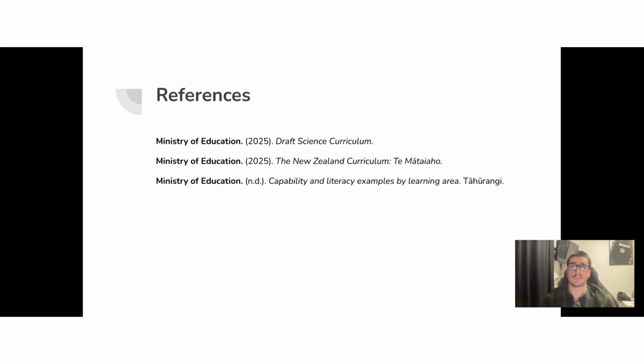The three main resources I've used to support my planning are the draft science curriculum, the New Zealand curriculum, Te Mātaiaho, and the capability and literacy examples by learning area resource. Together, these helped me connect science knowledge and practice with an age appropriate learning experience and with communication capability.